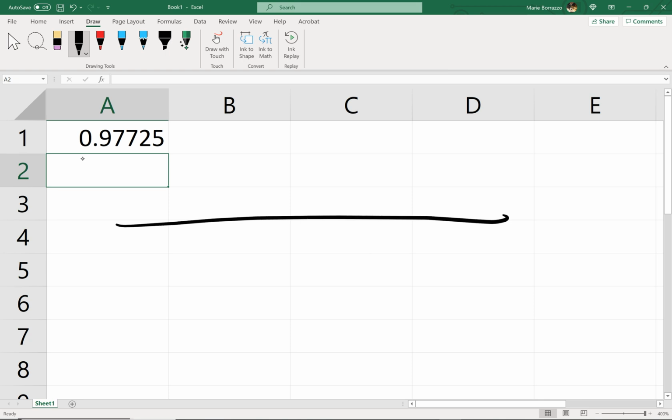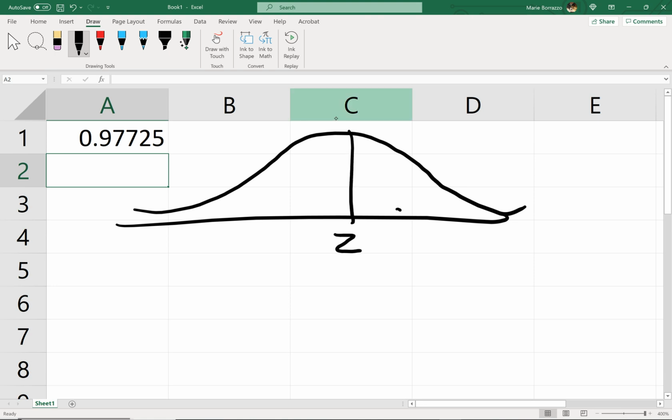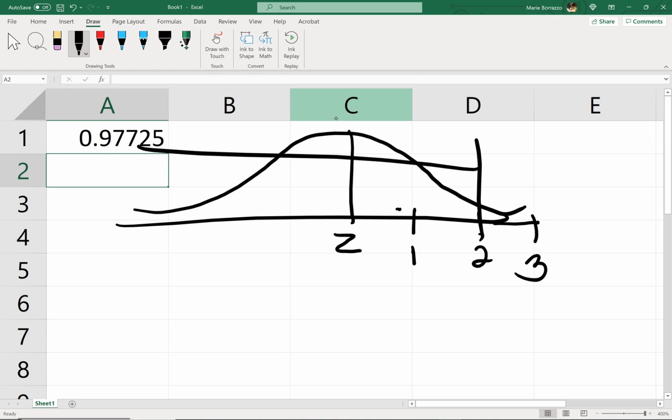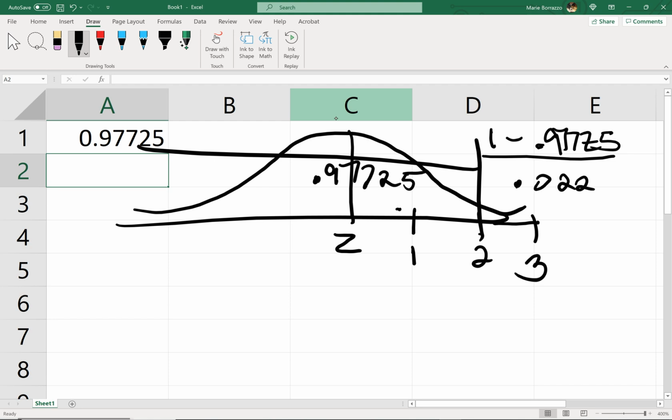What happens here is, if you remember, you've got the normal distribution out here. You've got the z-score of 0 here. Here's z-score of 1, here's z-score of 2, and z-score of 3 is somewhere over here. I'm looking at all of this being 0.97725. The difference up here is 1 minus 0.97725, which gives you a difference of 0.0228.